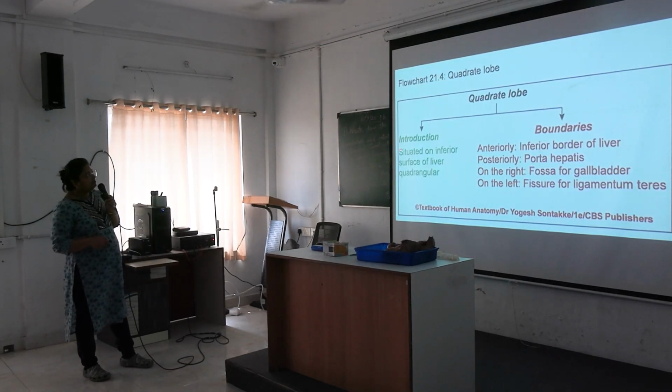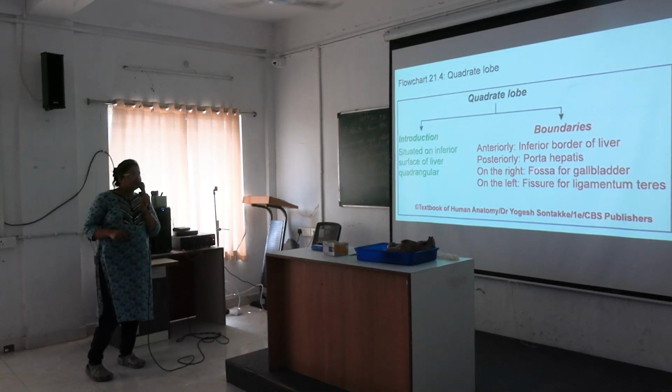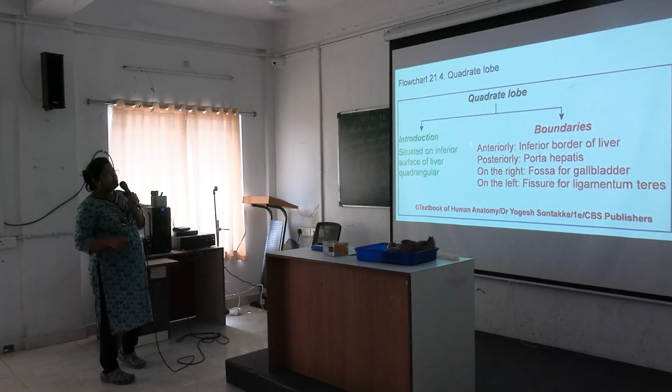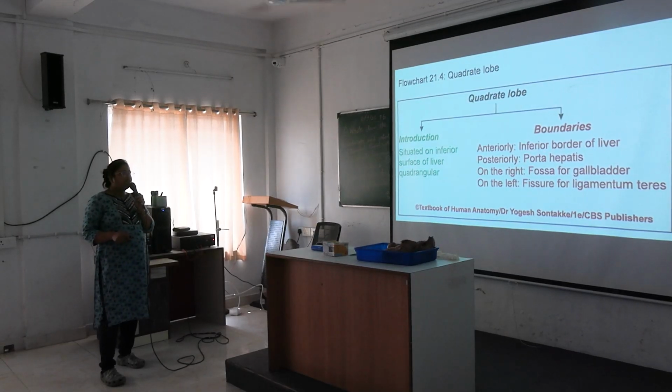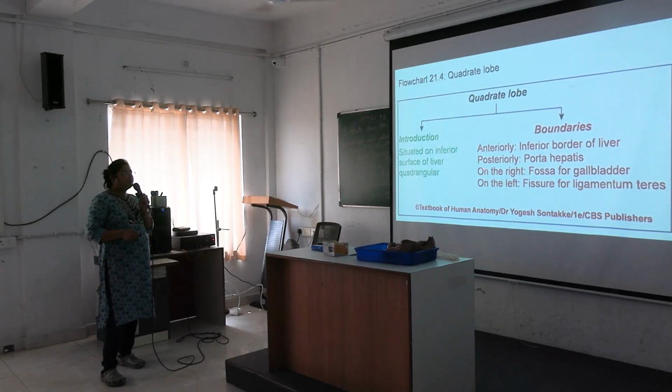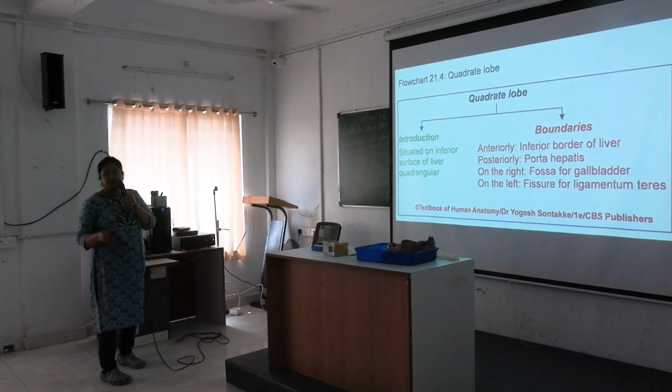Next is the quadrate lobe. It is situated on the inferior surface of the liver, quadrangular in shape. These are the boundaries. Anteriorly it is bounded by the inferior border of the liver. Posteriorly, the porta hepatis. On the right side, the fossa for gallbladder, and on the left, the fissure for ligamentum teres hepatis.